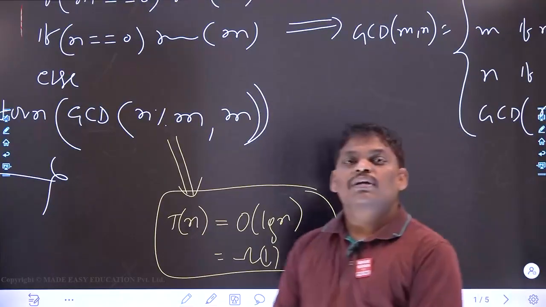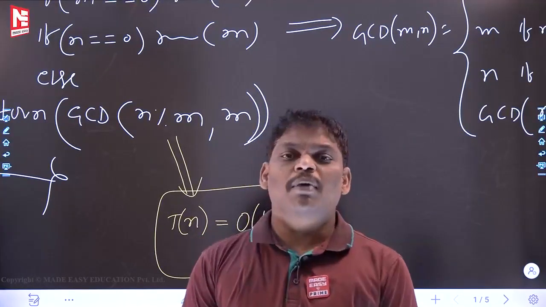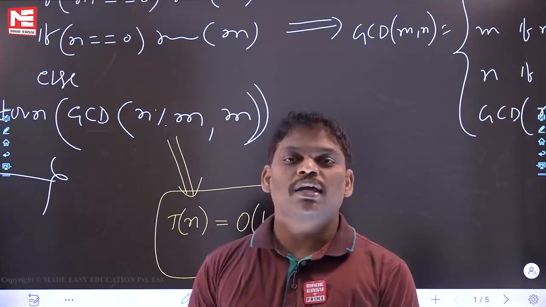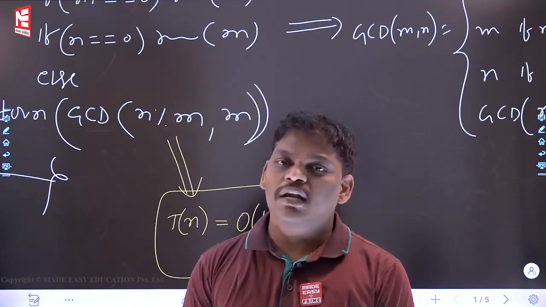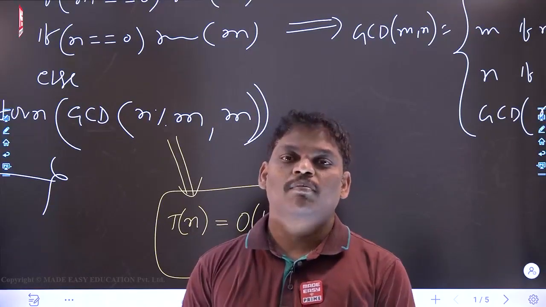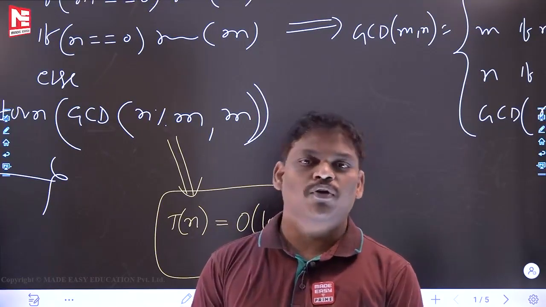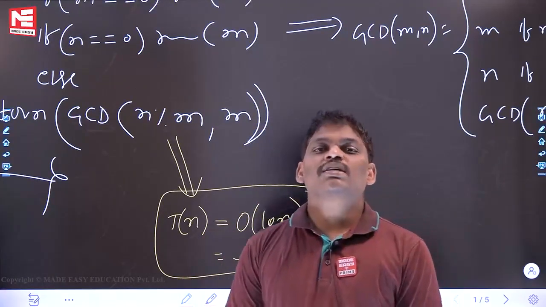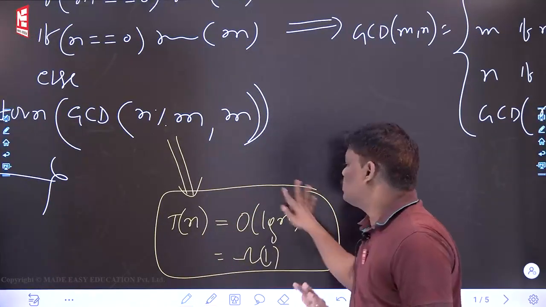If anyone asks you the time complexity of GCD of m comma n, which is T(n), can you say the boundaries for T(n)? T(n) cannot go more than log n. Sometimes T(n) is log n, but more than log n is not possible. So big O of log n. Next, sometimes T(n) is 1, the best case. So this covers everything.